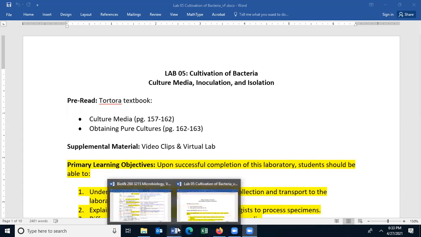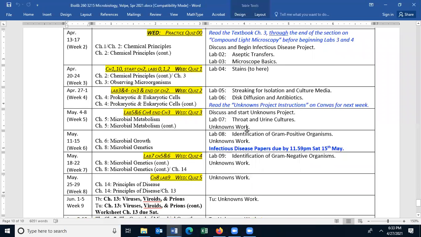Let me show you where we're starting. So today we're going to be talking about Lab 5, Streaking for Isolation and Culture Media. Sometime this week, probably not until Thursday, you do need to read the unknown project instructions on Canvas for next week. I'm going to be starting the unknown project, and I will discuss it, but I want you to read the instructions before I begin discussing the project.